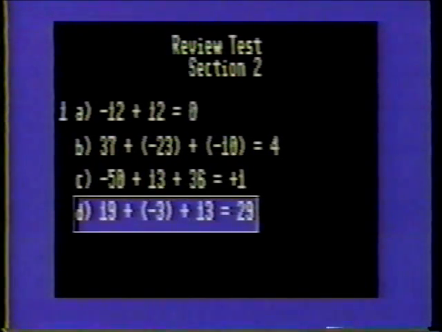In this problem, add the numbers with like signs first. 19 plus 13 is 32. 32 plus negative 3 is 29.